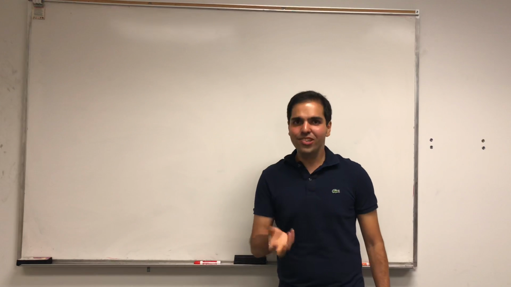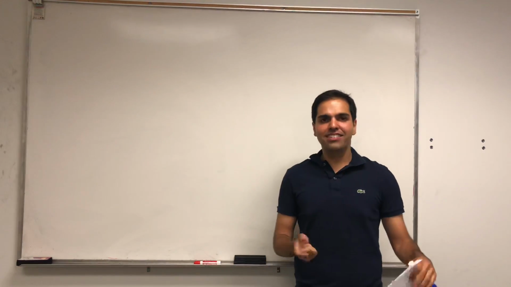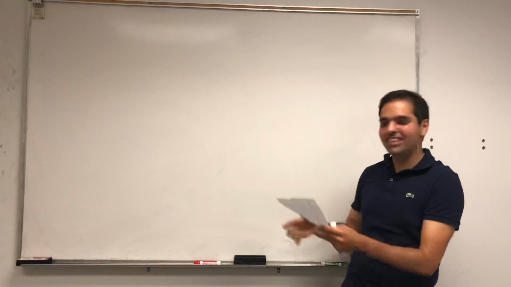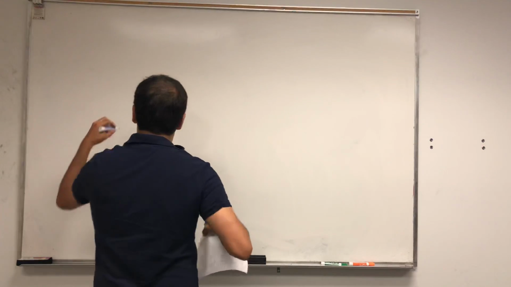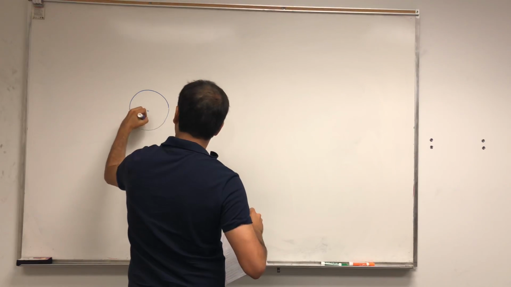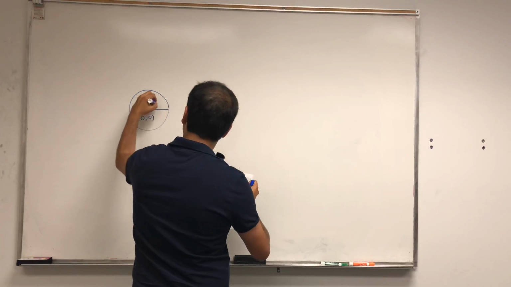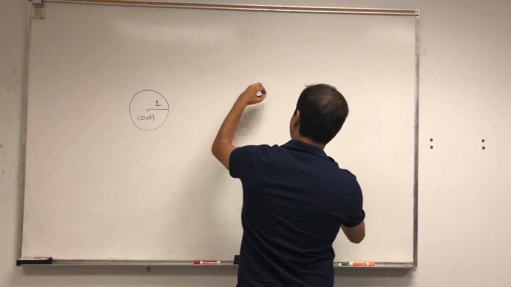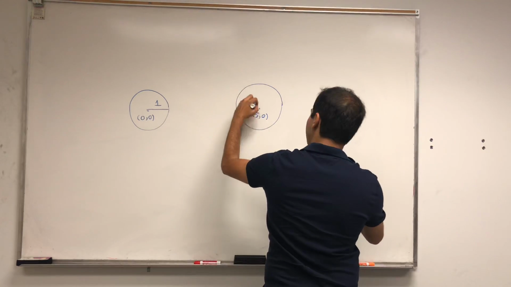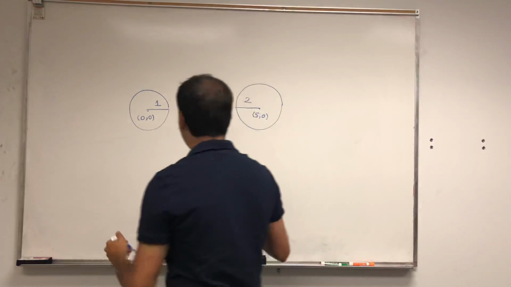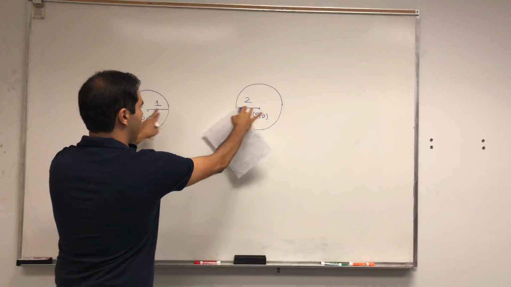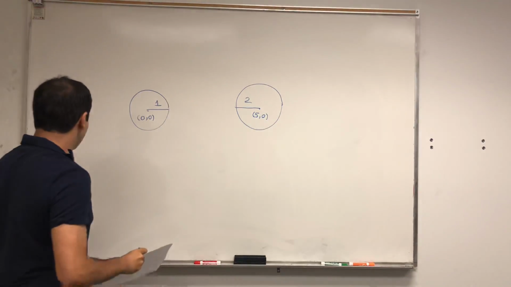Thanks for watching, and today I want to illustrate the concept of Lagrange multipliers with two constraints to solve a very interesting problem. So, suppose you have two disks. Here's one that's centered at 0, 0 and of radius 1. And the other one that's centered at 5, 0 and of radius 2. What you want to do is to find the shortest and the longest distance between those two circles.